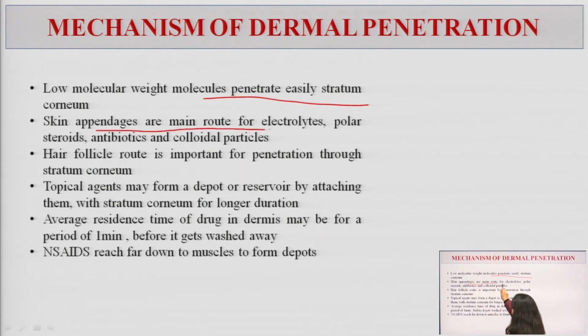Now, skin appendages are the main route for electrolytes, polar steroids, antibiotics and colloidal particles. So, the skin appendages, that is the transfollicular route, may help in the transportation of charged ions. It can be electrolytes, polar steroids, antibiotics, and colloidal particles as well. So, if we are making a formulation that has electrolytes in it, we are very sure which pathway we are supposed to accept, or which is the major pathway for dermal penetration. That is nothing but the skin appendages pathway.